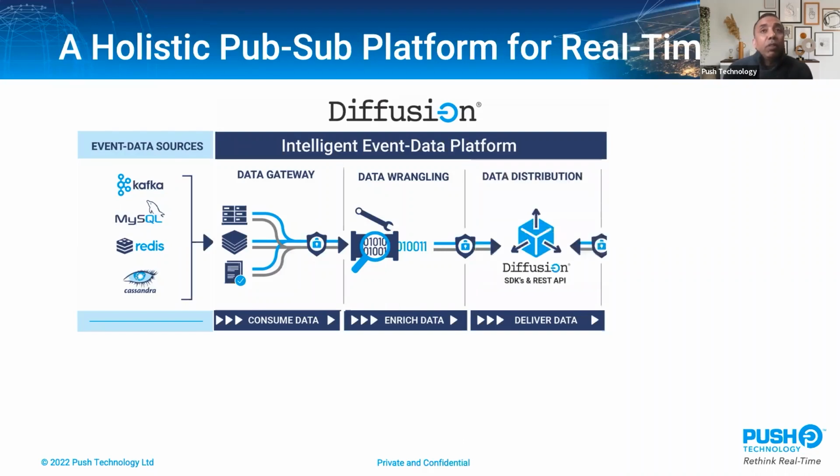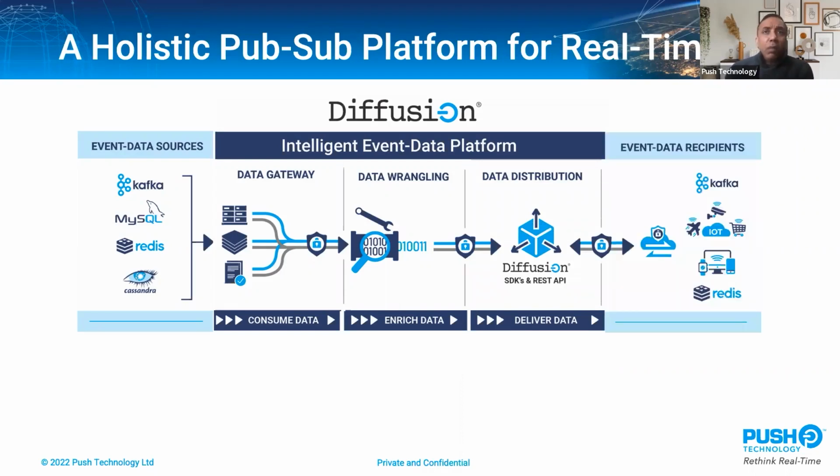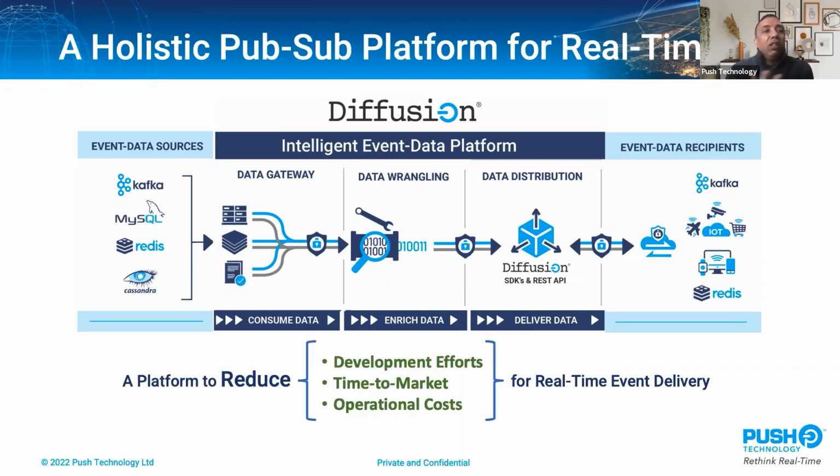And third, most importantly, is our event broker for distribution that has a lot of capabilities. We support multiple protocols as well as delta streaming to reduce the bandwidth. A lot of flow control features we'll talk about in detail in the webinar. So with all of these features, the whole purpose of this platform is to reduce the development effort, the time to market, as well as the operational costs of delivering real-time events.